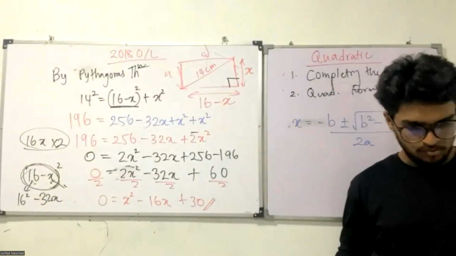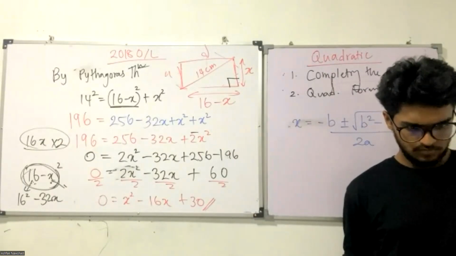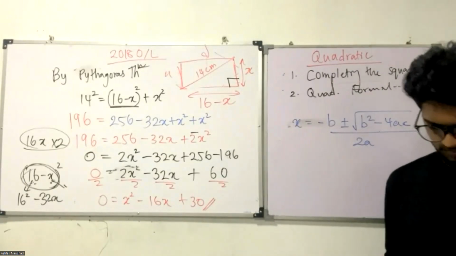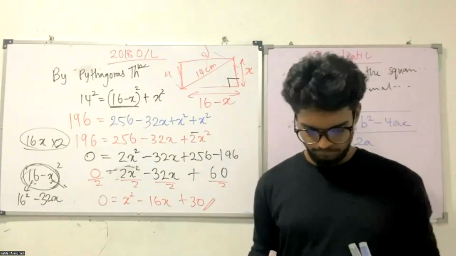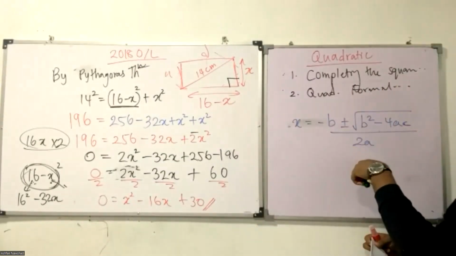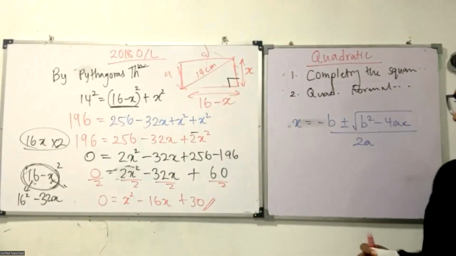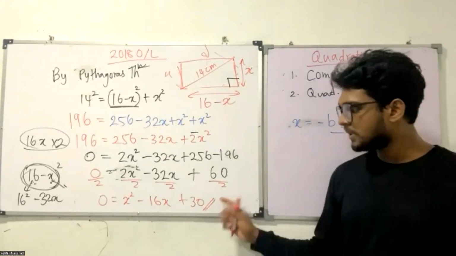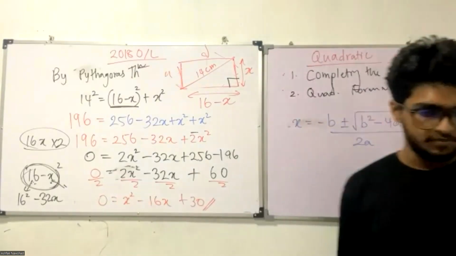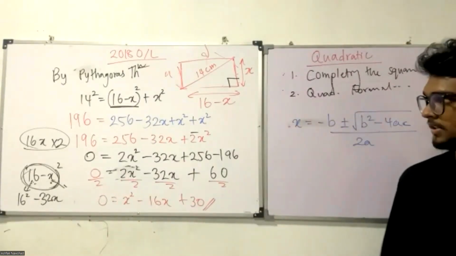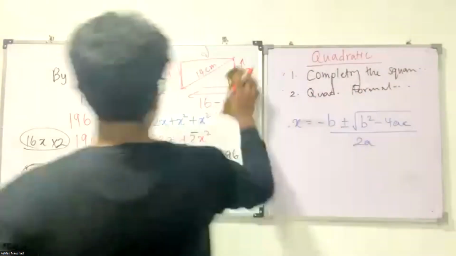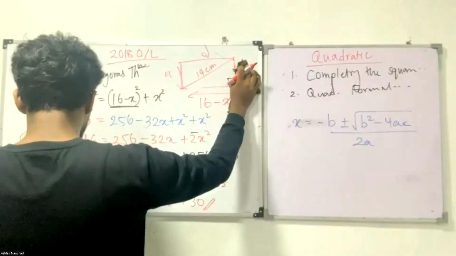Is the derivation understood? Is it clear? Now, we'll have to use either the quadratic formula or completing the square to solve this. I prefer completing the square, since the leading coefficient is 1, so it's better to use the completing the square method. So let's proceed with completing the square.